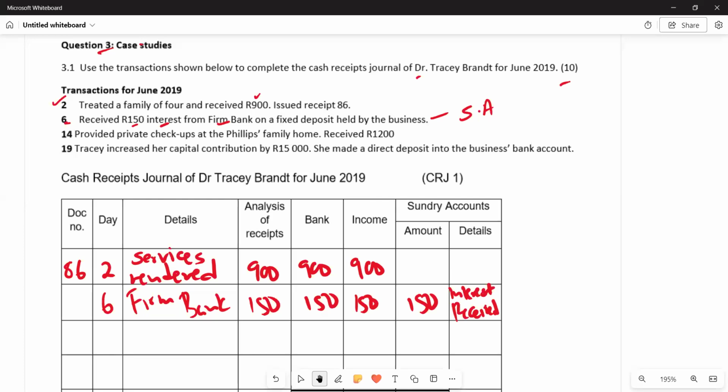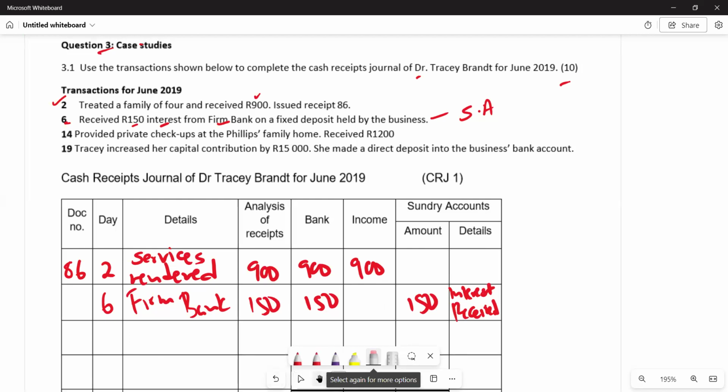So we can try to see our next transaction. But before we move on, you would see that this interest received is not part of the core activity, so we are not going to include it under income. We can correct that by removing it there, because it is not part of our core activity of rendering services. So we only put it under a sundry account. We leave it like this, and under income we don't include it. So we go to the next one.